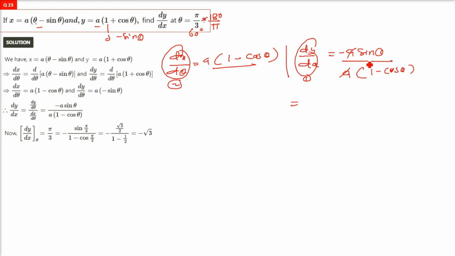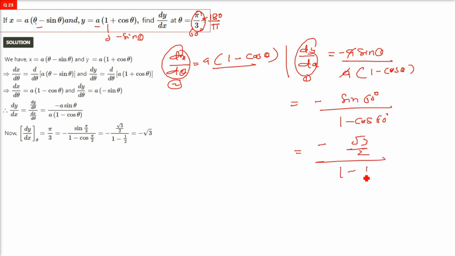But the better way is if you know the value of sin 60 degree and cos 60 degree, you can solve this here only. So I'm just putting theta here, sin 60 degree over 1 minus cos 60 degree. So cos 60 degree is half, sin 60 degree is root 3 by 2. So you can just keep the value, 1 minus half is half only. 2, 2 gets cancelled, minus root 3. So negative root 3 is your answer. Alright.